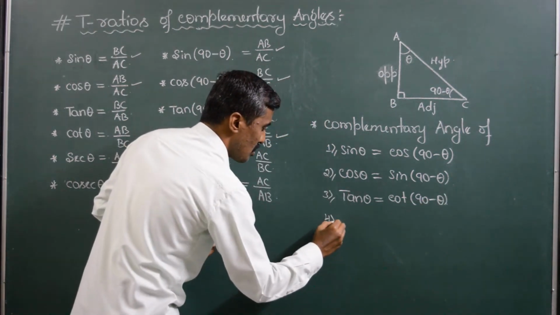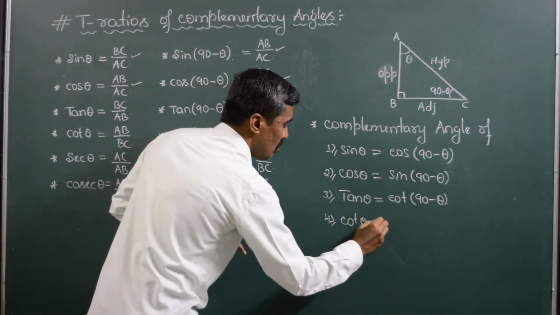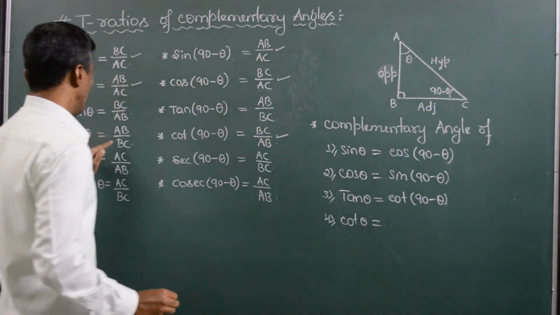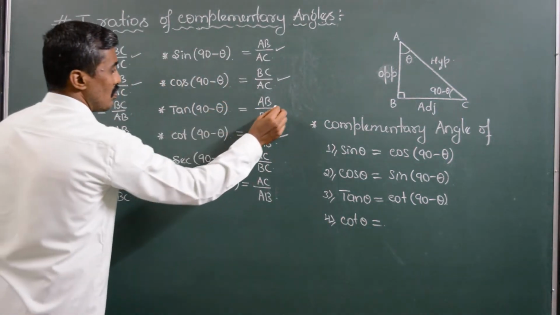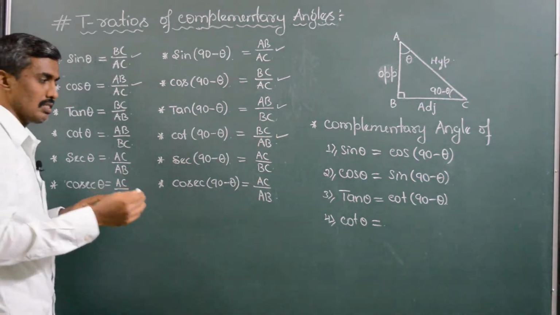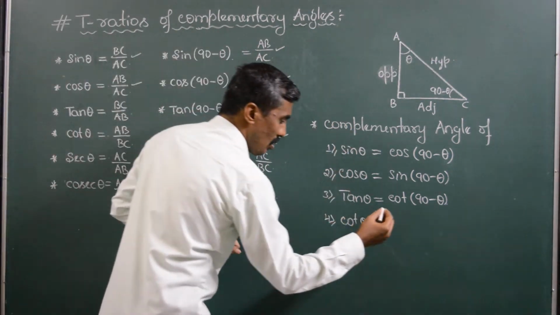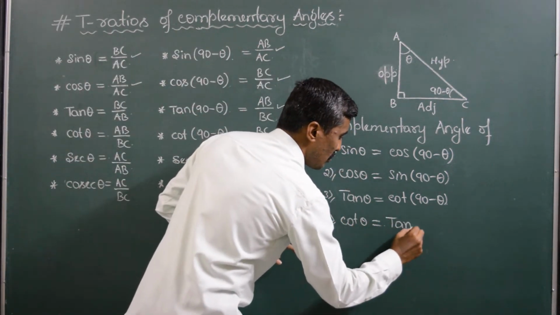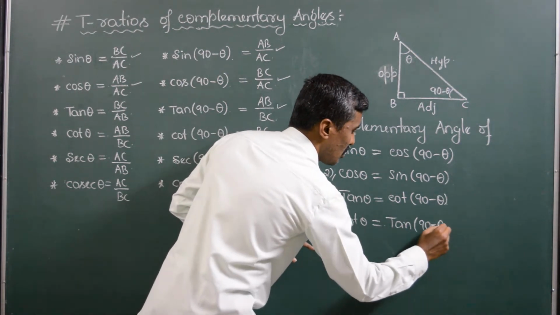Next, the fourth one is cot theta. What is cot theta? AB by BC. AB by BC is for what? Tan of 90 minus theta. Therefore, the complementary angle of cot theta is tan of 90 minus theta.